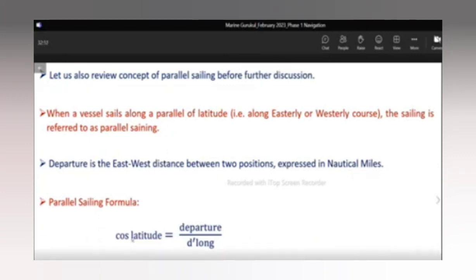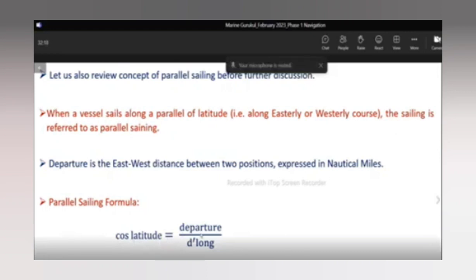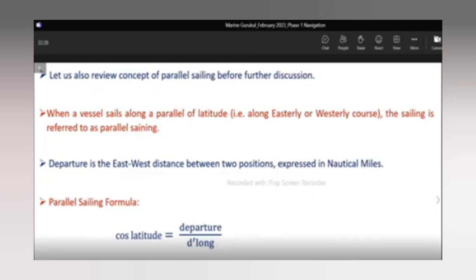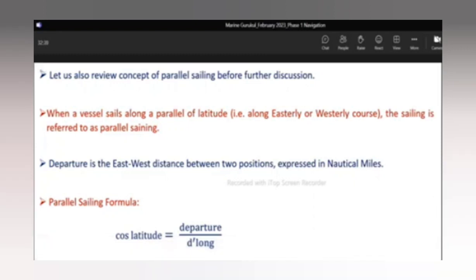Okay, very good. So this is the formula which we will be using in composite sailing. Departure is equal to d long into cos of latitude, or cos latitude is equal to departure upon d long. Very good. So moving ahead now. Obviously, this cosine is a trigonometric ratio, so obviously the units of departure and d long will be same.